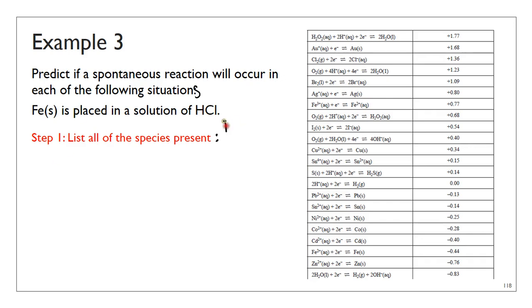So Fe is present, Fe solid. Now HCl, because hydrochloric acid is a strong acid that fully ionizes, there are two things that are also present, which is H+ and Cl-. So anything that will exist as ions, you actually want to write the ions out and not HCl, because you're not going to find HCl on this electrochemical series, but you will find H+ and Cl-. And the last thing that is present is water, because this is a solution, so H2O is also present. So there are essentially four things present here: Fe, hydrogen ions, chloride ions, and water.